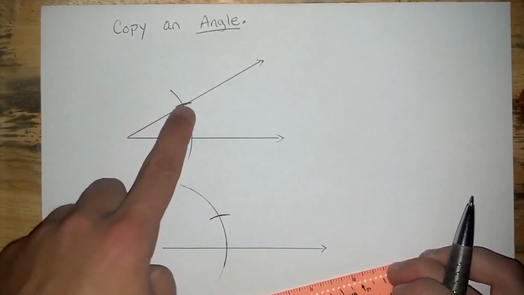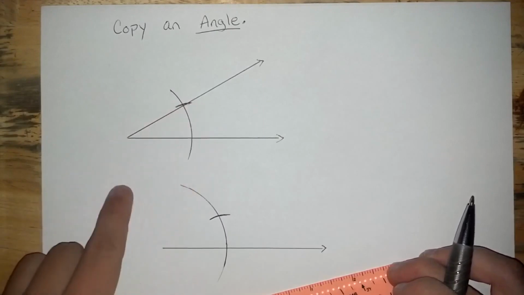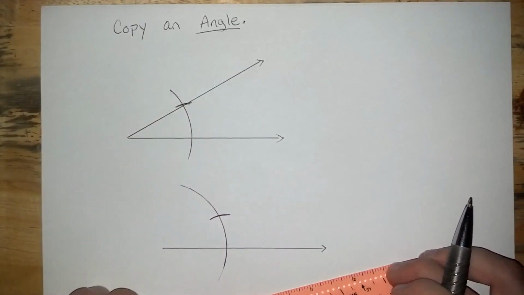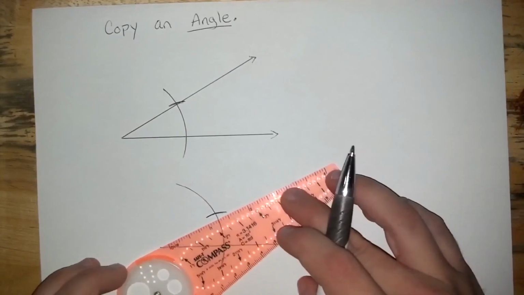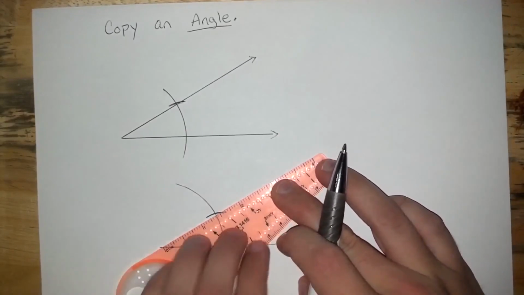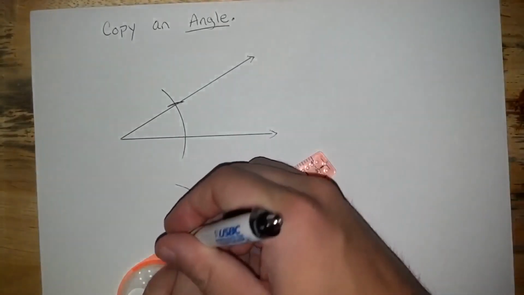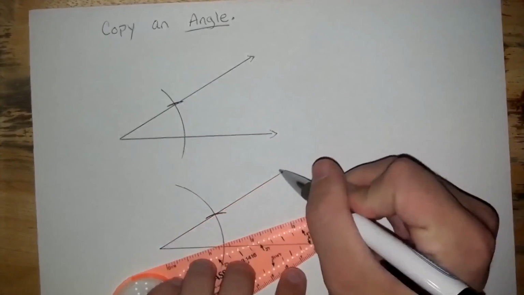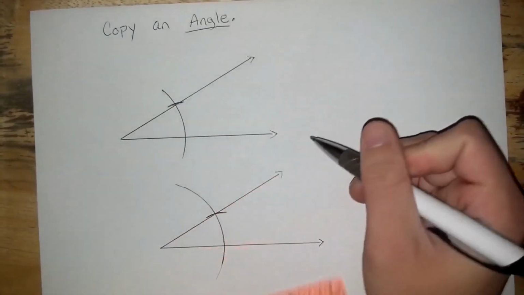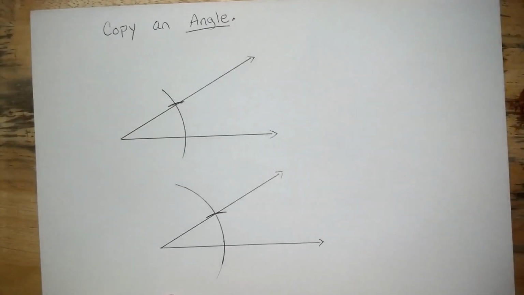Which means if I connect the vertex through that point, just like it is up here, I'll have recreated that exact same angle right down here. So go ahead and do that. Connect the vertex with the point where our two arcs intersected. And this angle is exactly the same as that. And that's how you copy an angle.